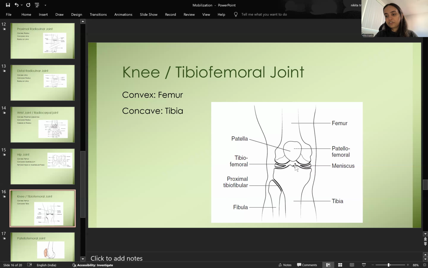For extension, in open kinetic chain, I'm moving my leg in the forward direction, so I give the anterior glide. But in closed kinetic chain, I will give the posterior glide.